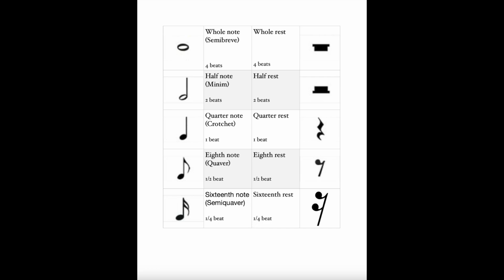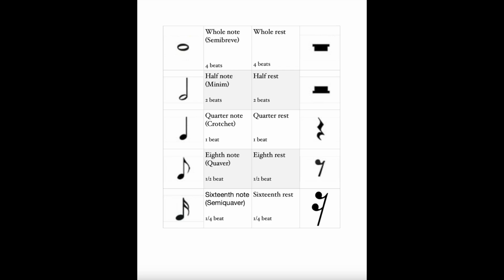A half note, which is half that length of only 2 beats. A quarter note, 1 beat. An eighth note, half a beat. A 16th note, a quarter beat. And it will continue on like this, each with half the length of the other.